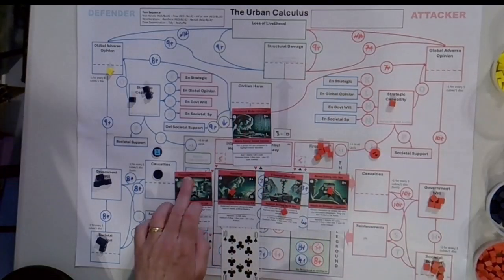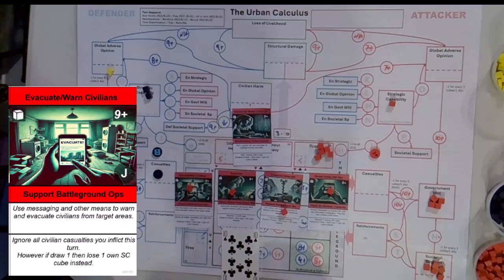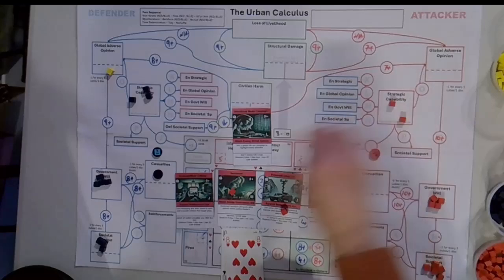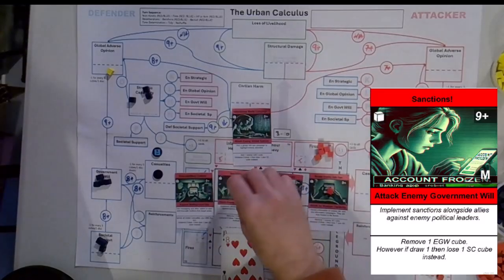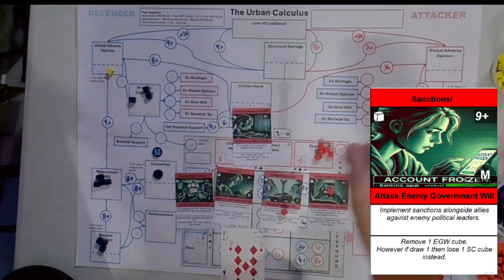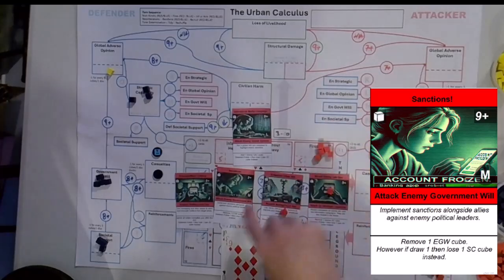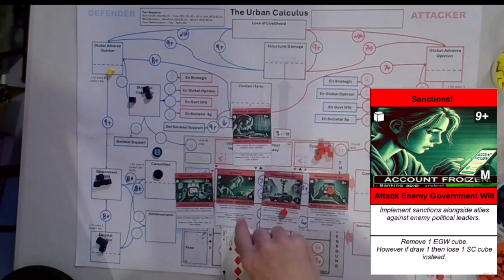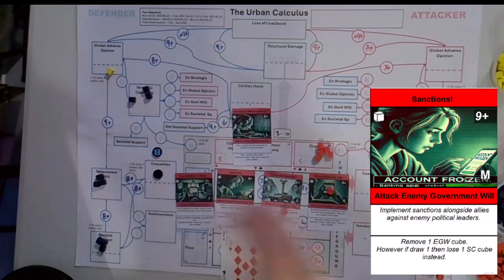Next thing I want to do is evacuate and warn civilians. So basically, if I'm successful at this, then it means I can reduce the civilian casualties that occur during the battleground. I need a 9+ to succeed. I've got an 8, so that's failed. Then sanctions, 9+ to succeed at this. Succeed again, so that's good. And so that removes one of the enemy's government will cubes.